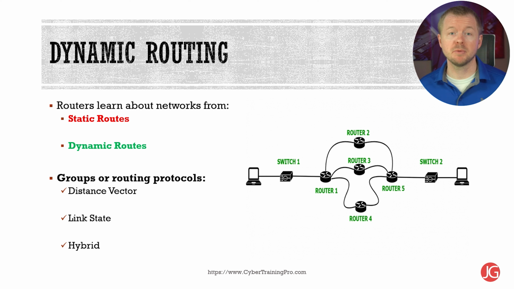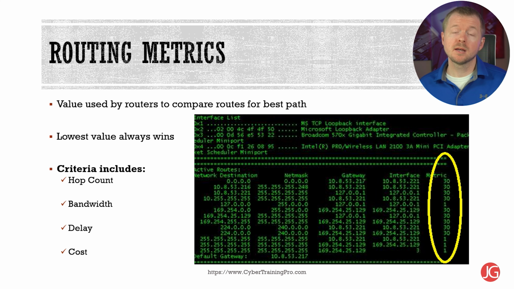These protocols can communicate both if routers are directly connected to each other or even if there's multiple hops between routers. There are three groups of routing protocols that you need to know: distance vector, link state, and hybrid. Before we dive into the routing protocols, let's talk real quick about the metrics that routing protocols use. Now, routing metrics are a value that routers use to compare routes when there's multiple paths that traffic can take, and the lowest value always wins.